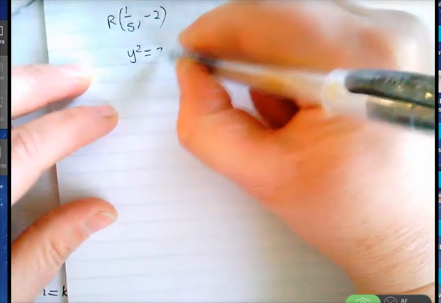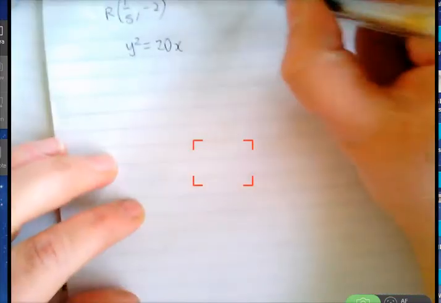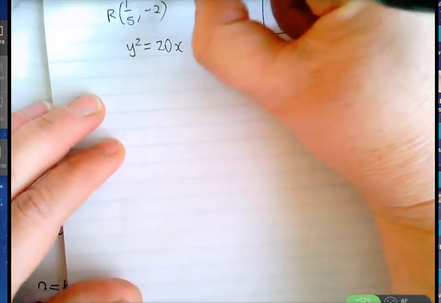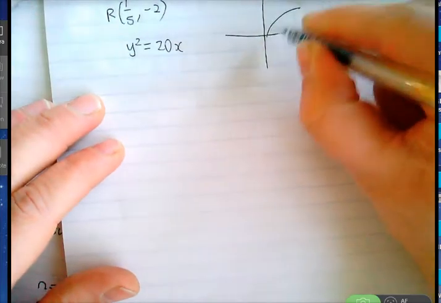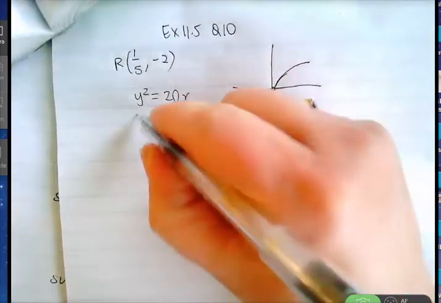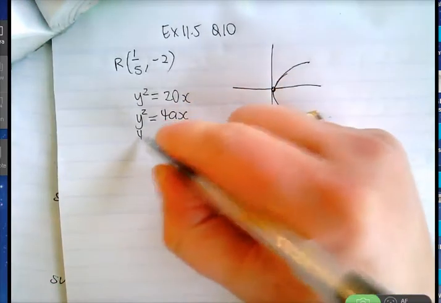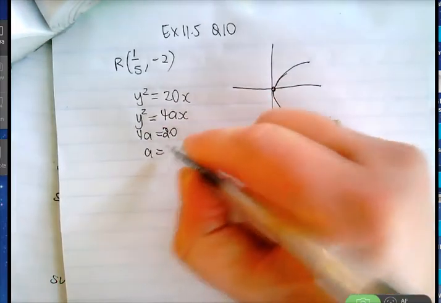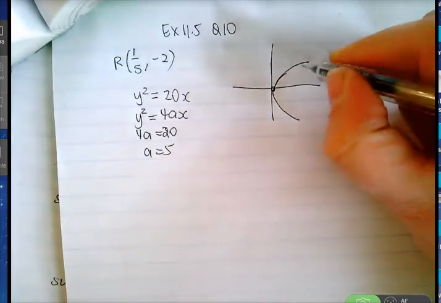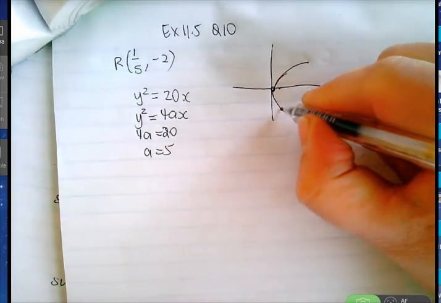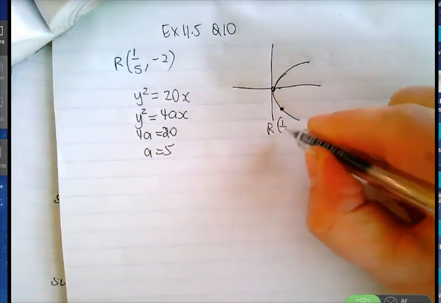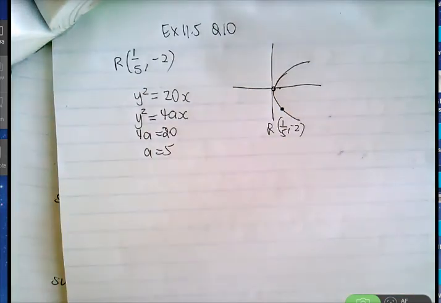So therefore, if we just did a quick sketch, R is the point (1/5, -2). It's a point on the parabola y squared equals 20x. We know that parabola looks like this: vertex (0, 0), and it turns to the right. It is of the type y squared equals 4ax, so 4a is 20, therefore a is 5. The point (1/5, -2), which might be down here, this is the point R, lies on the parabola.